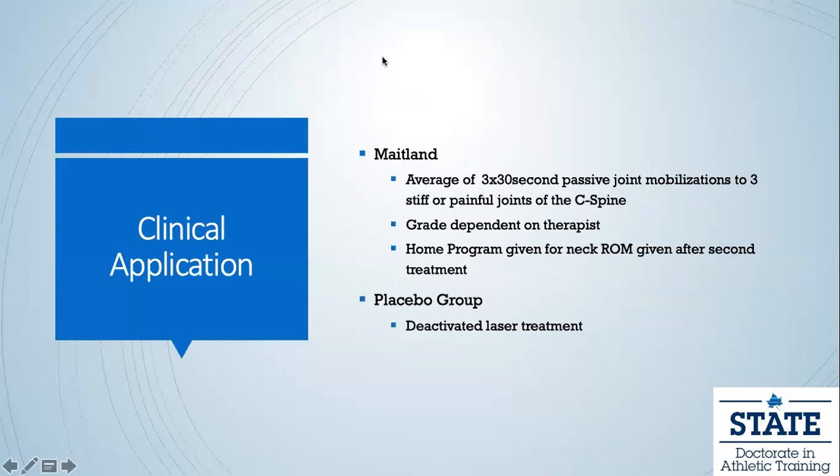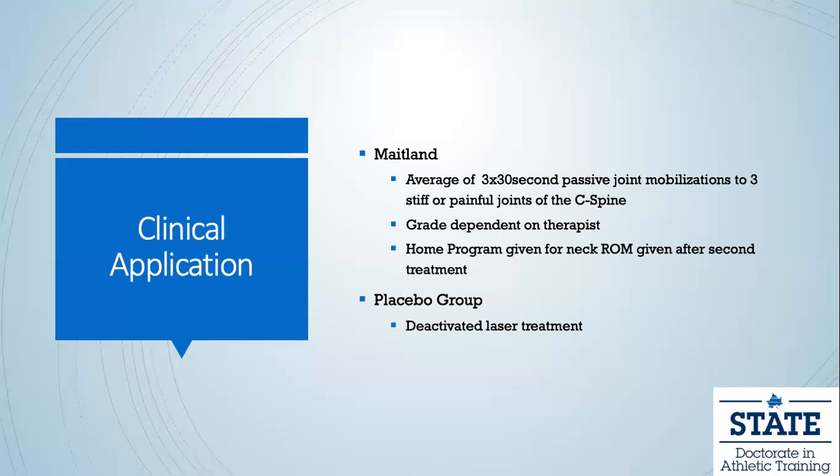Maitland, so the patients that were assigned to this group had an average of 3 sets of 30-second passive joint mobilizations to 3 stiff or painful joints of the C-spine. The grade of them depended on the therapist. And then, again, like the Mulligan or the SNAGs, a home program was given for neck range of motion after a second treatment.